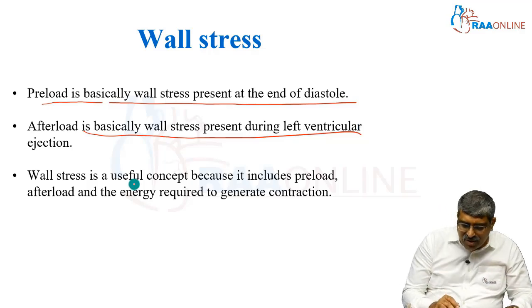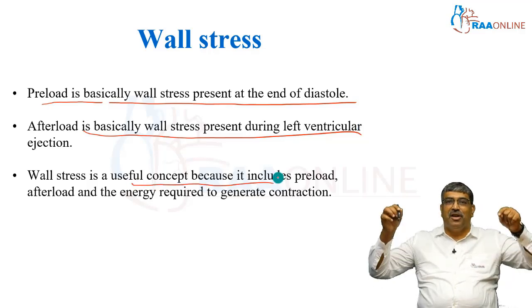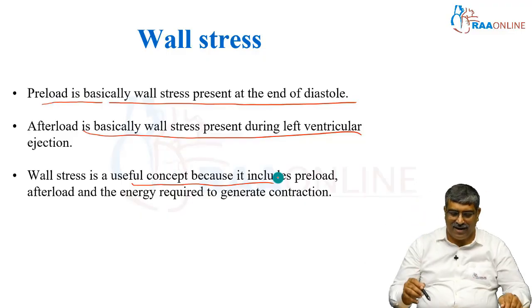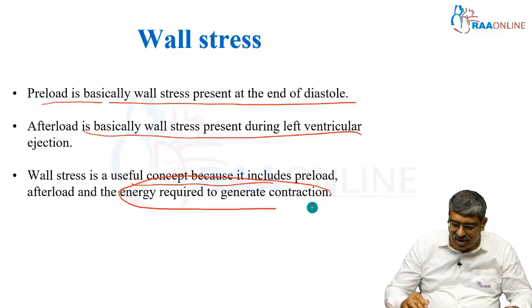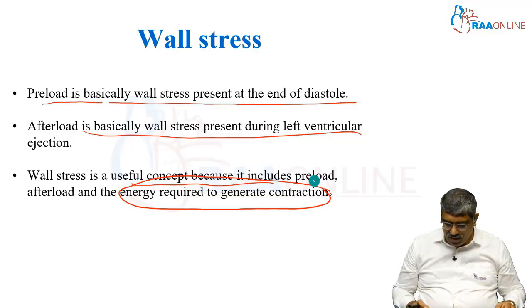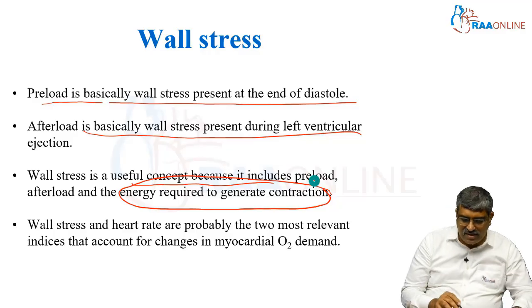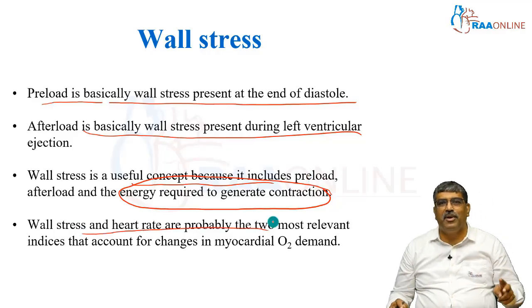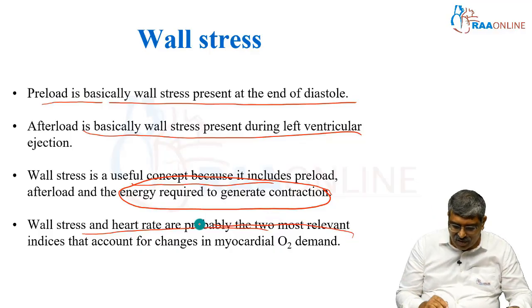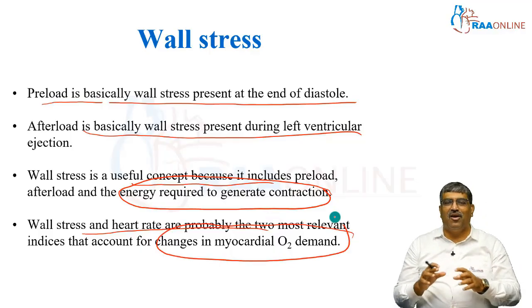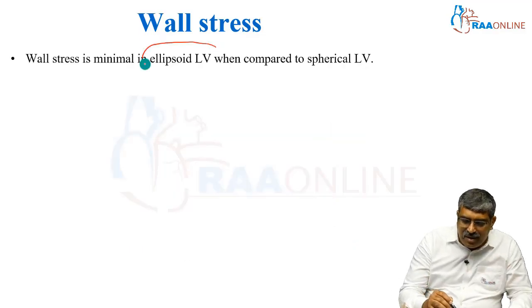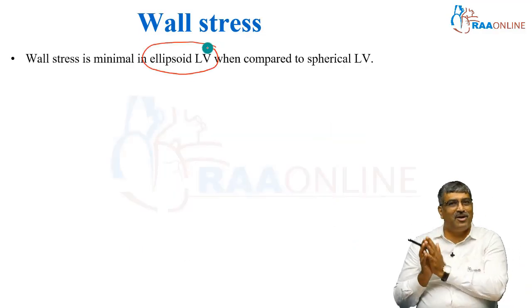Wall stress is a useful concept because it includes preload, afterload, and more importantly, the energy which is required to generate the contraction. That is wall stress. Wall stress and heart rate are probably the two most relevant indices that account for changes in myocardial oxygen demand. Wall stress is minimal in an ellipsoid LV when compared to a spherical LV.